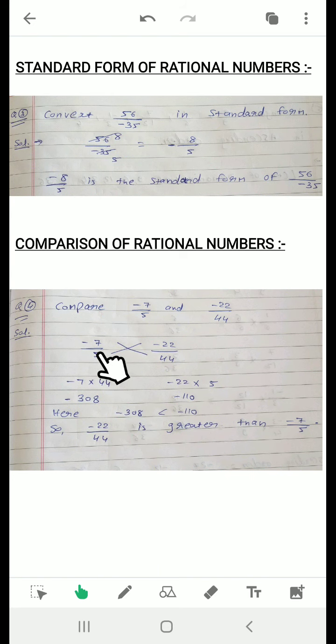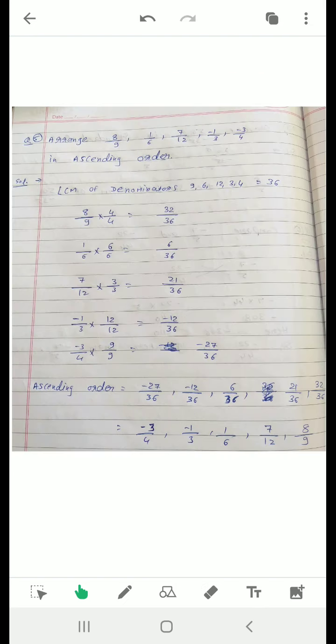So here minus 7 upon 5 will be smaller than minus 22 upon 44, or we can write that minus 22 upon 44 is greater than minus 7 upon 5. So that is the comparison. In this comparison also we need to do cross multiplication and then compare using the properties of integers. As I told you, rational numbers use both the properties of integers and fractions.